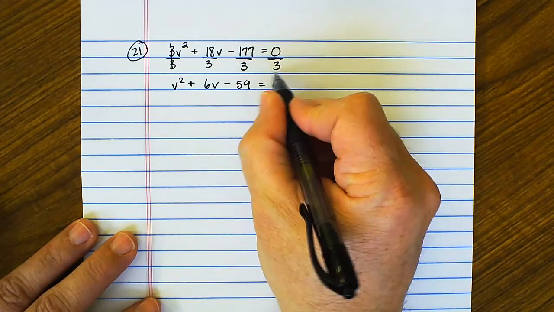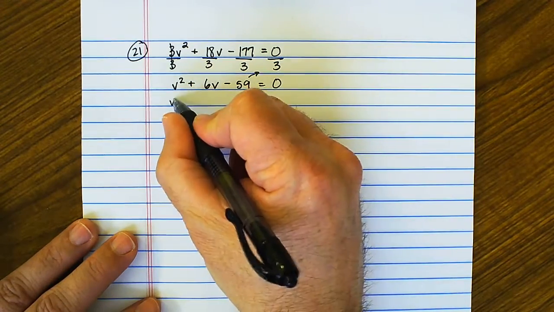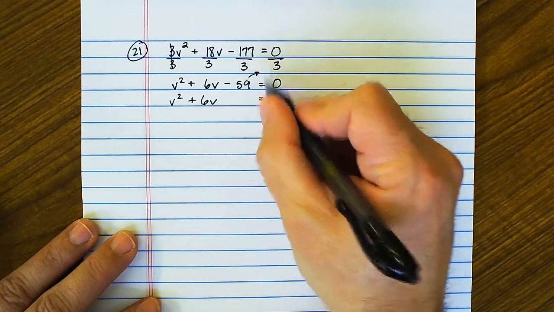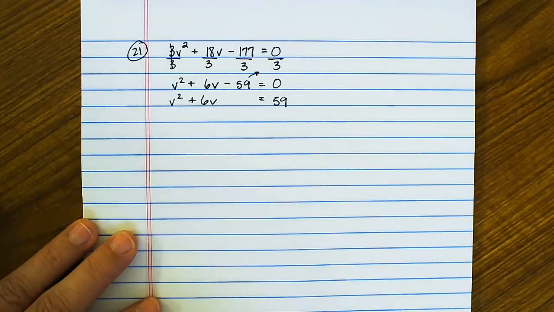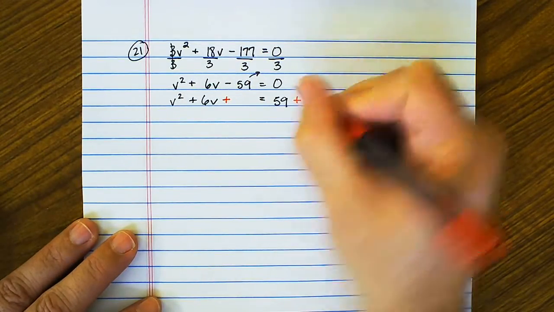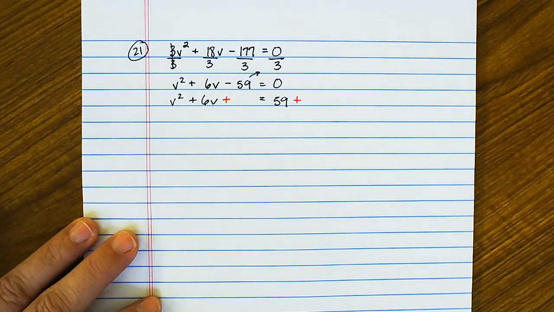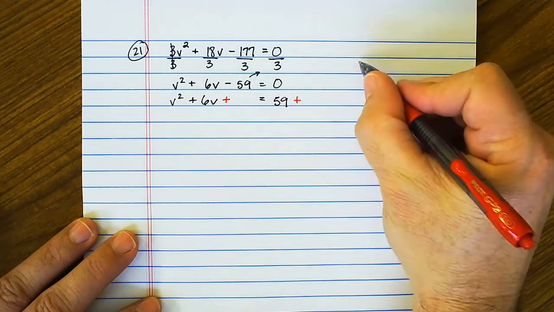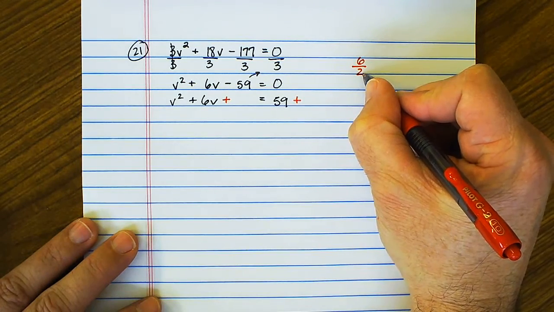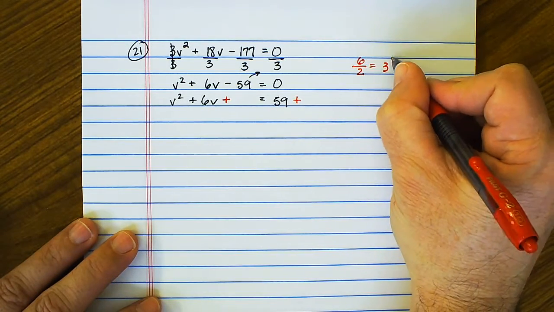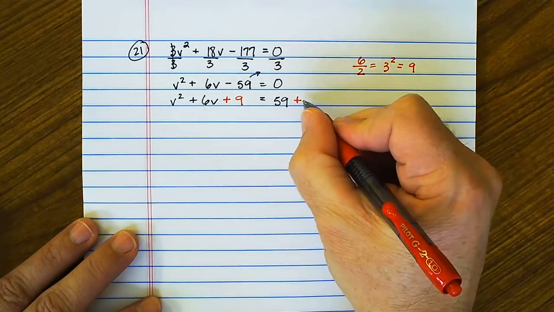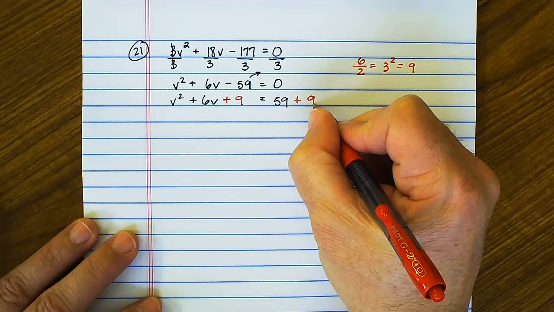So with completing the square, we bring the constant over, and we leave that space for when we're going to do that. So -59 becomes 59. And I'm going to add and add, because whatever I do to one side, I do to the other. So I take my b, which is 6, cut it in half by dividing it by 2. So 6 divided by 2 is 3. Square it, and that becomes 9, which means I'm going to add 9 and add 9.